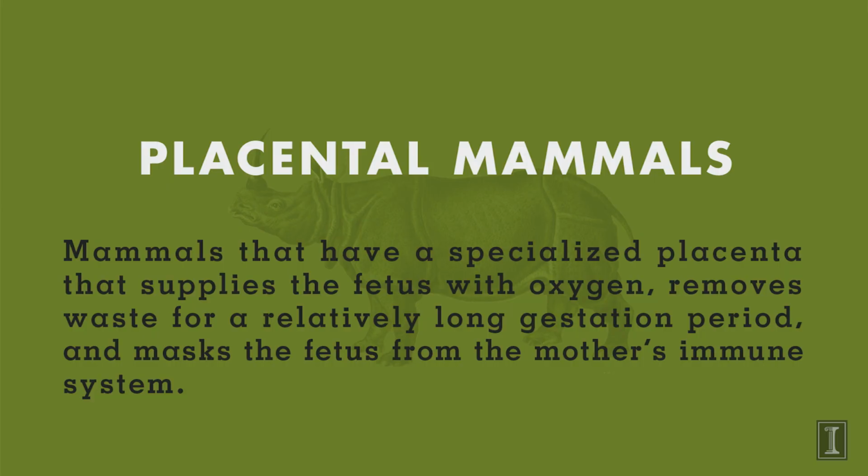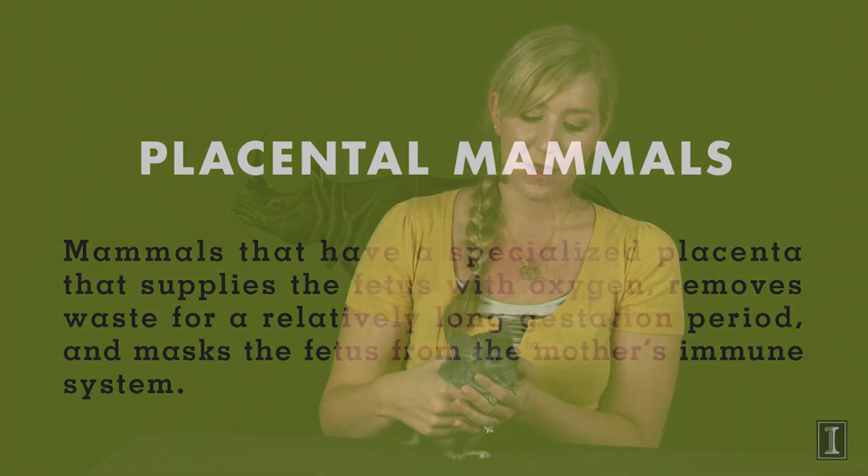What I want to note is that not all Eutherians are actually placental mammals. The extinct Eutherians actually were not placental mammals, but all the modern day Eutherians are placental. What that means is that they have a specialized placenta that supplies the fetus with oxygen, removes waste, and masks the fetus from the mother's immune system actually, to keep it safe during the gestation period there. And the placenta allows for a longer gestation period.